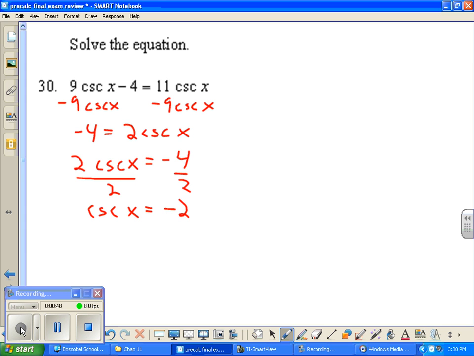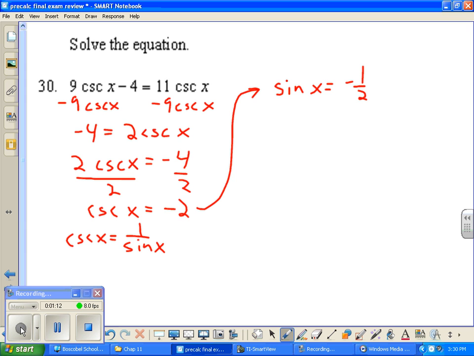Now, I don't like working with cosecant of x, so I'm going to use its reciprocal function. And cosecant of x is equal to 1 over sine of x. So what I'm going to do is flip everything. And what I'm going to end up with is sine of x is equal to -1/2.